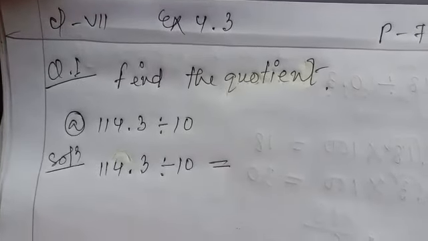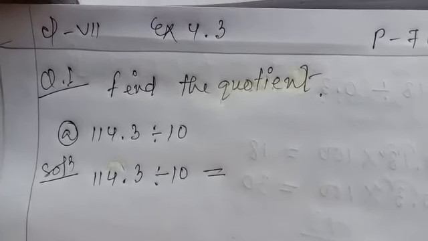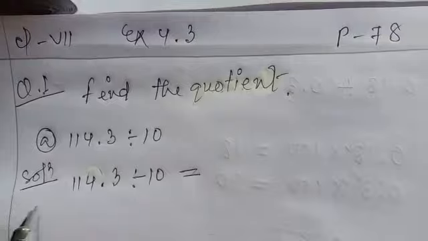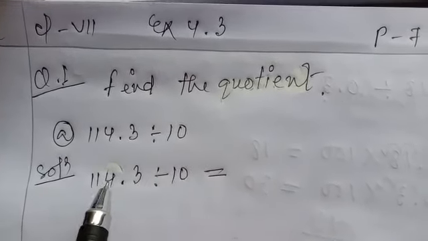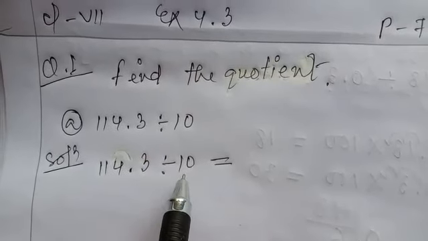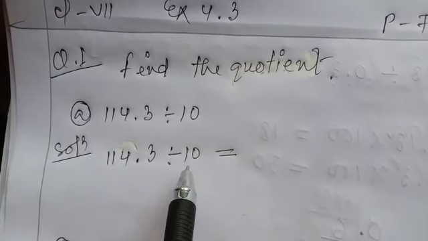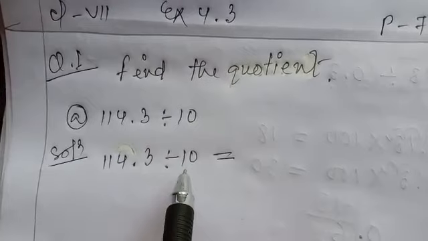Hello children, today we are going to solve exercise 4.3. Find the quotient. Question number 1. When we divide any decimal number by 10, 100 or 1000s, we don't need to divide it in the long process. We can divide it directly.